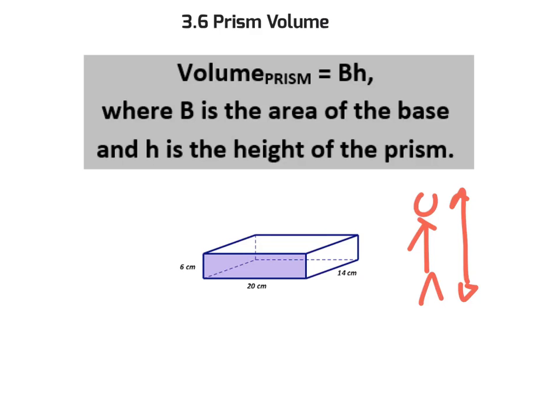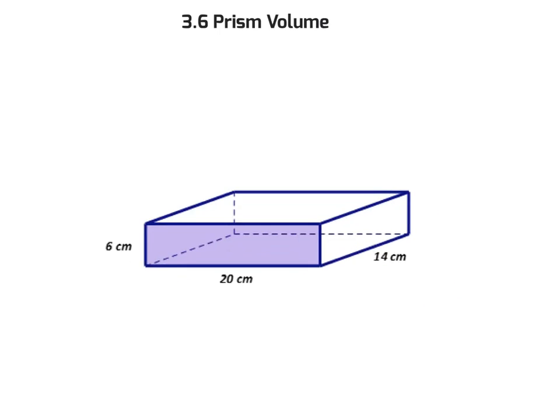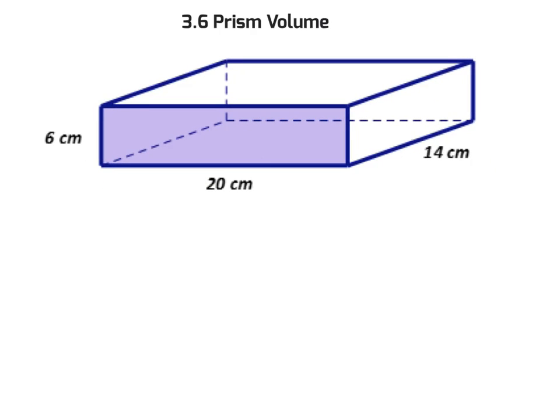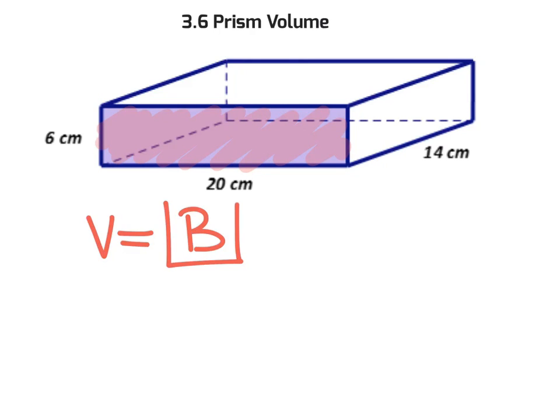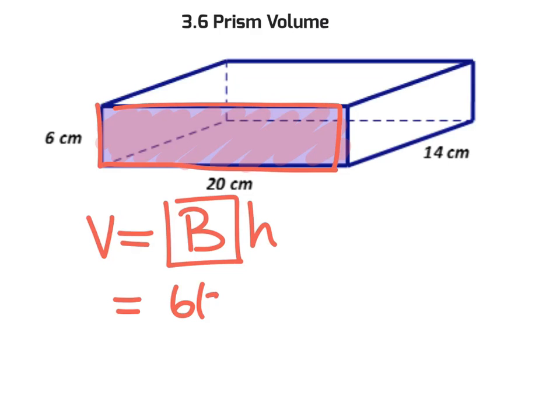Now if you look closely at the prism we have here, it actually has many potential bases: the front and the back, the top and the bottom, the right and the left. So in this case, you get to pick your base. I'm going to pick the one that's been shaded, this front side. So volume equals one base area times the height. This base area is a rectangle, so that's easy. That's just 6 times 20. All of that is the base. And then my height happens to be 14.